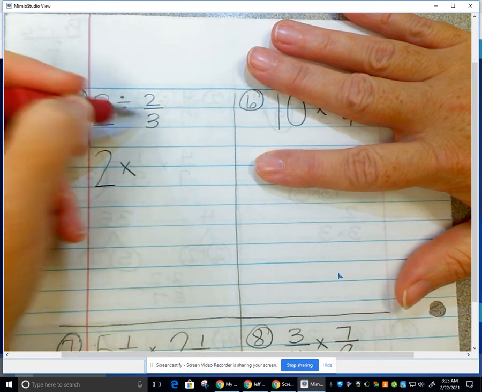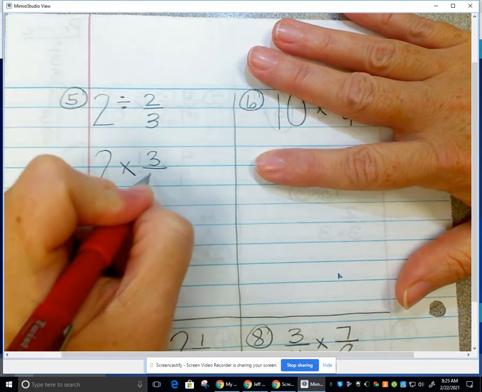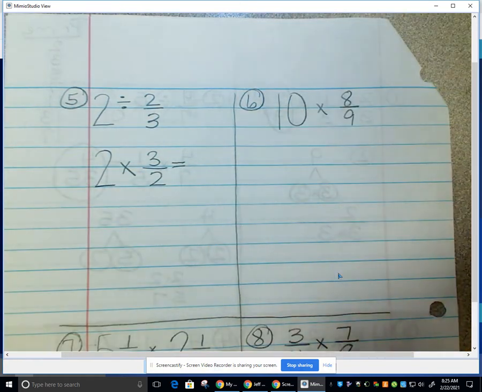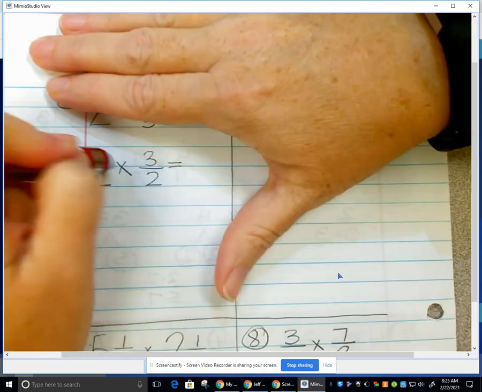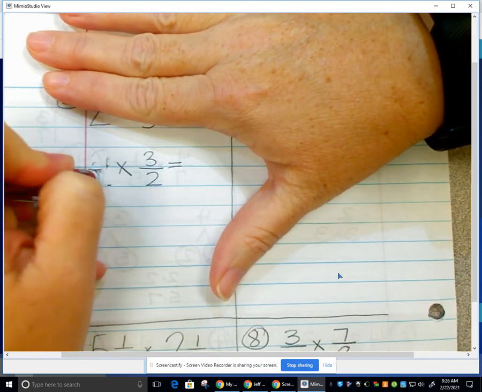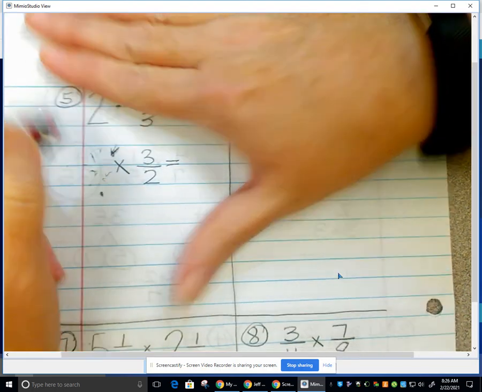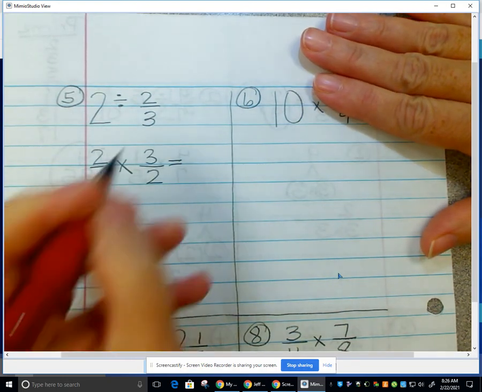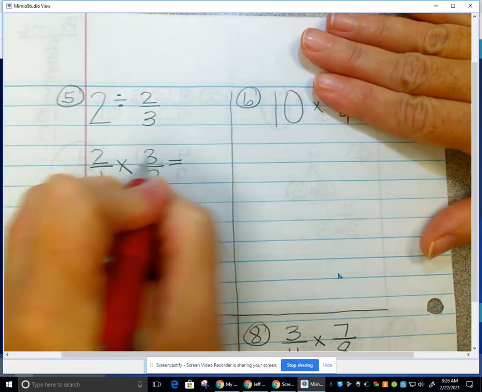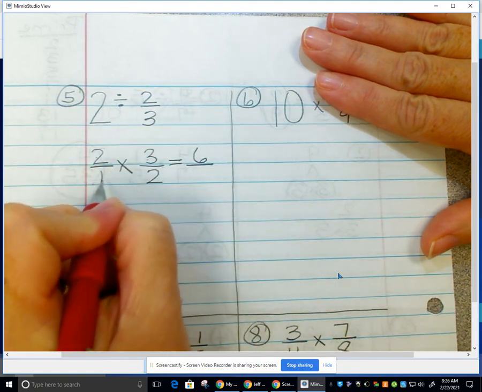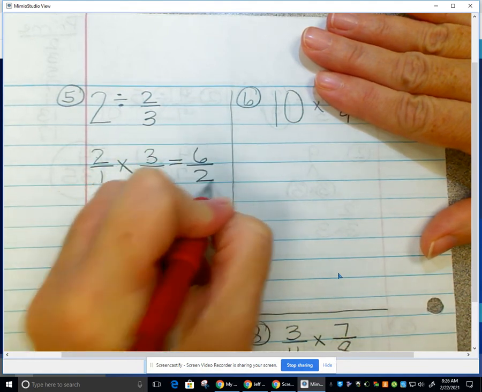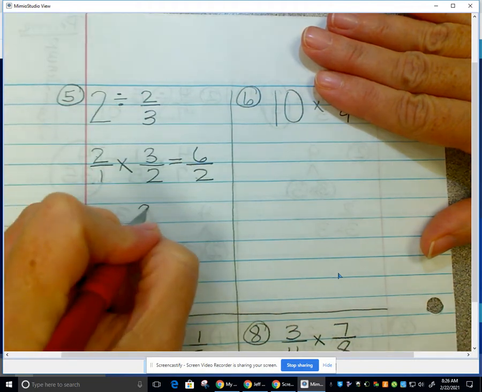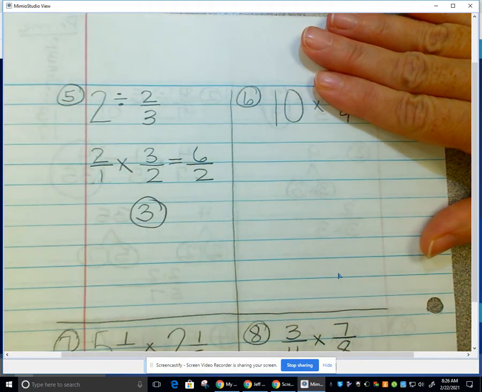Instead of 2/3, I'm going to do 3/2 equals. And this 2, I want to slap a 1 under it, so I'm going to make it a smaller 2, 2/1, like this. How about that? Now, 2 times 3 is 6. 1 times 2 is 2. And 6 divided by 2 is 3. And there's my final answer.